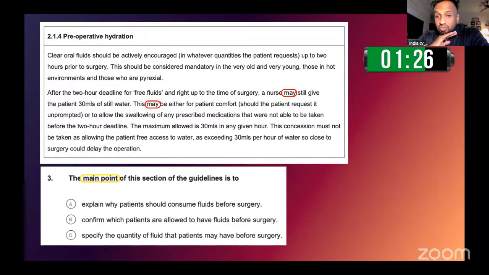Concession. "Must not" means it's an obligation. Concession must not be taken as allowing the patient free access to water, as exceeding 30 ml of water so close to surgery could delay the operation.